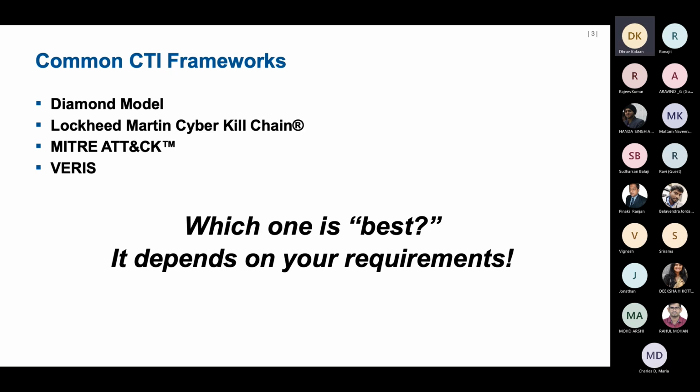Again, if you ask me, is one better than the other? Is ATT&CK the best? Is Lockheed Martin the best? Is FireEye the best? I don't have an answer to that. It will depend on what your requirements are and how you want to process CTI information. Yes, there are drawbacks of each and every framework that we talk about here, and there are certain advantages also. So it depends on what kind of information you require in your organization, and then you can leverage one of the four CTI frameworks.